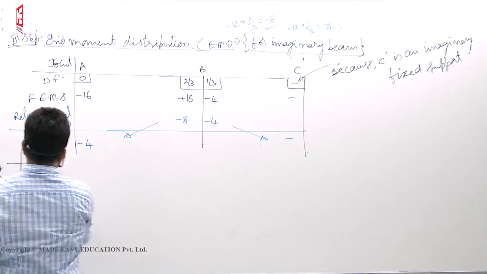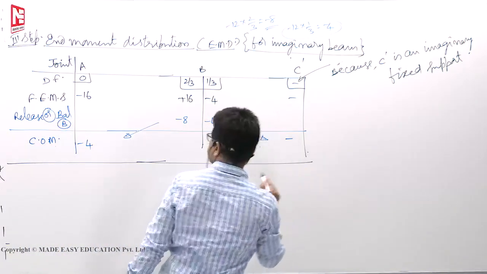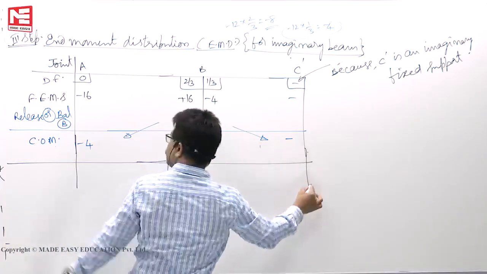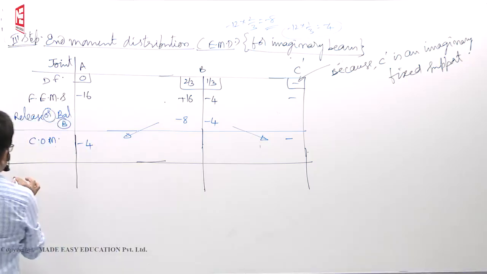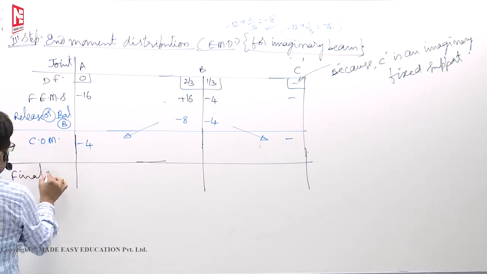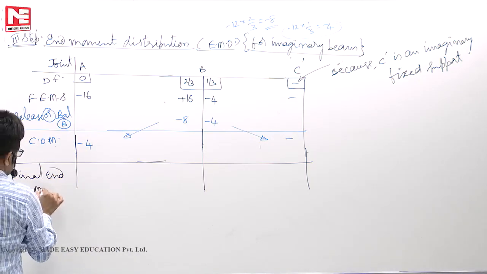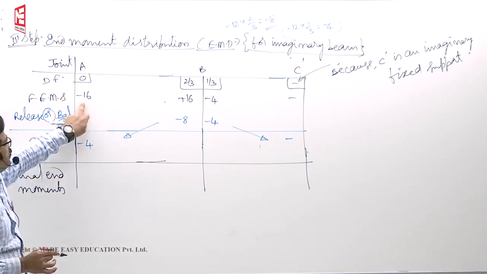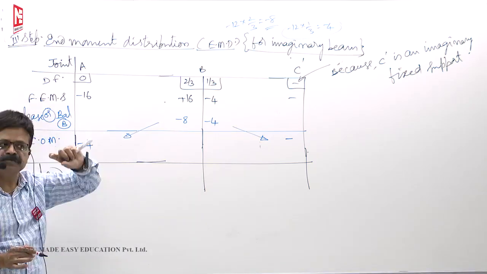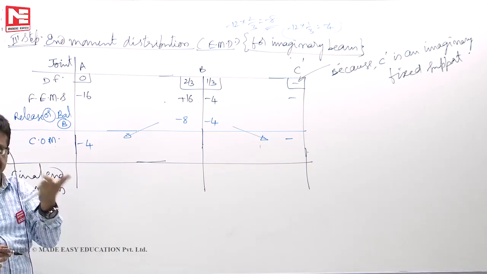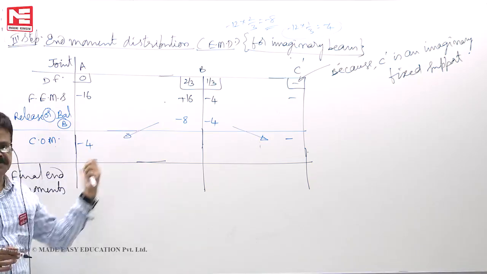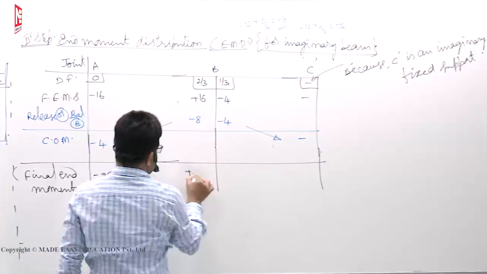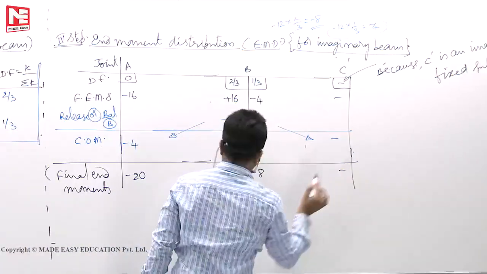Now final end moments. In the exam, in 1 minute or 1.5 minute time, you can do only this much. See, final end moments. This final end moments will be different from fixed end moments. These fixed end moments are the moments required to make the slope 0. But slope is not 0 at other joints. So final end moments will be different. So minus 20, plus 8, minus 8, nothing.